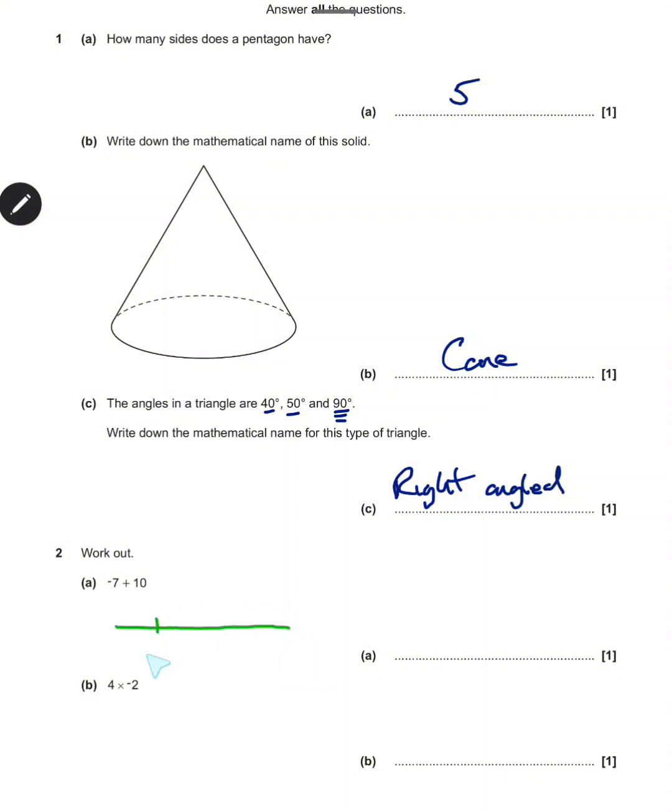Question 2, -7 add 10. Just think number lines if you struggle with these. Start at -7 and go 10 that way because you're adding 10. Well, 7 will take you to 0. There'll be 3 left over to get you to +3. 4 times -2, well, 4 2s are 8. 4 times -2 will be -8.